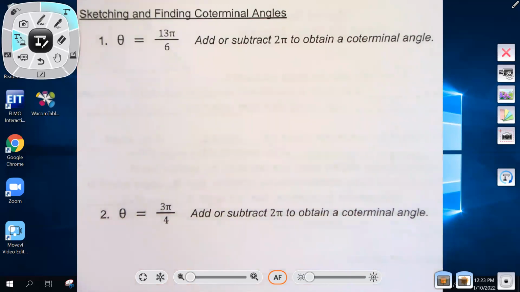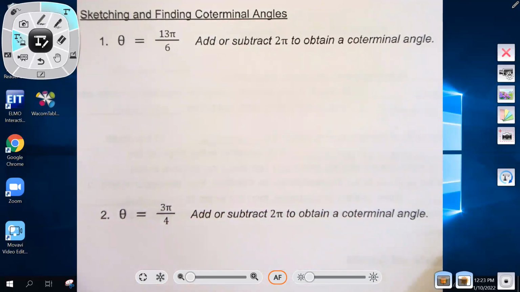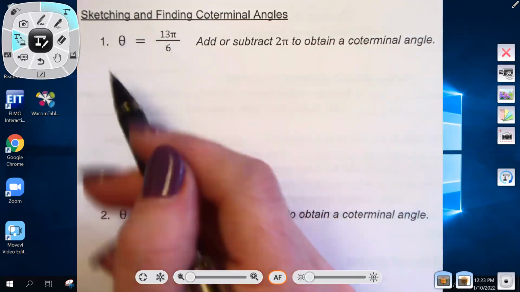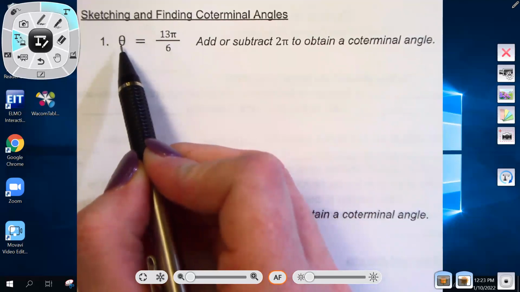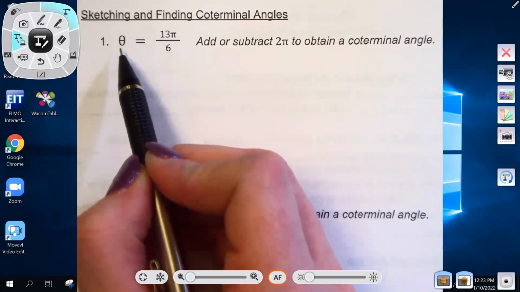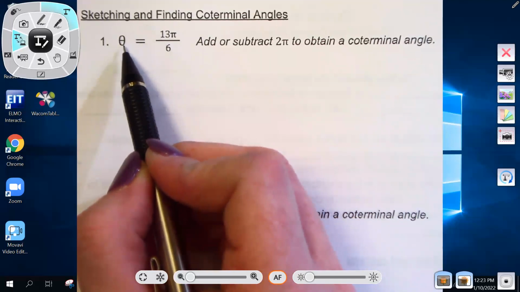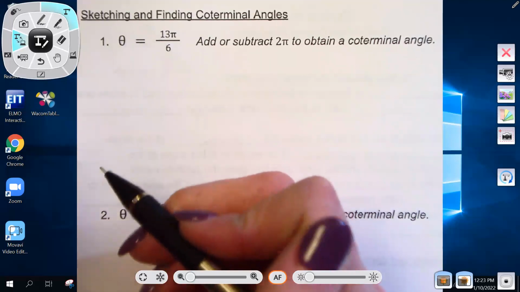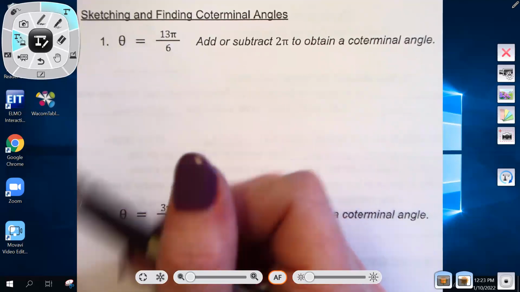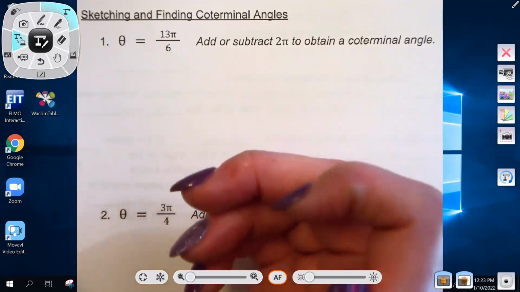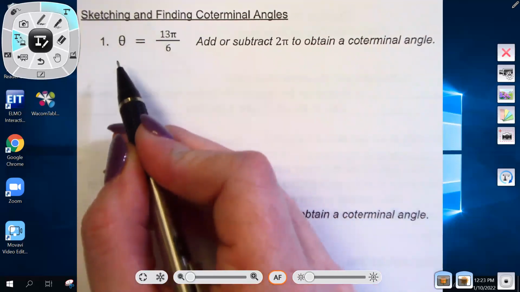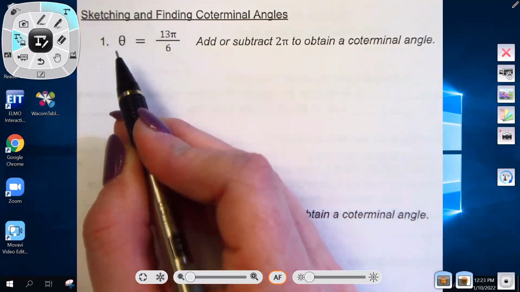Okay, sketching and finding coterminal angles. So, number one, we've got theta. This symbol right here is a Greek letter called theta. And theta is just the variable that's most common when talking about angle measures. The most common variable you've seen up to now has been x. We use x for everything. When you're talking about angle measures, this symbol theta is the most common variable used.